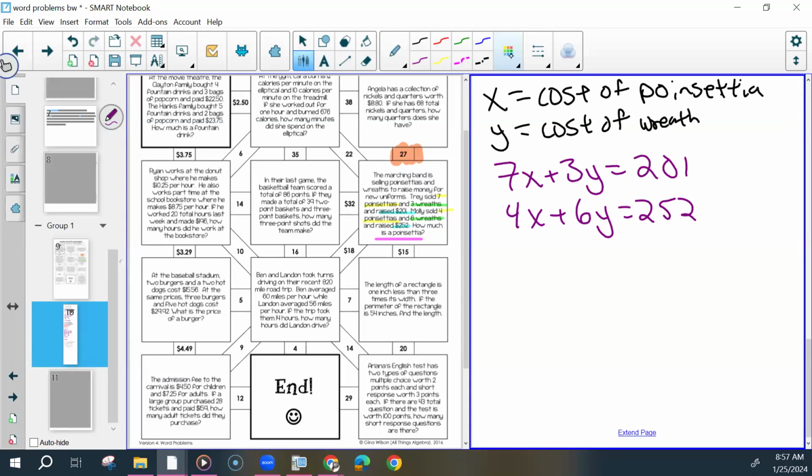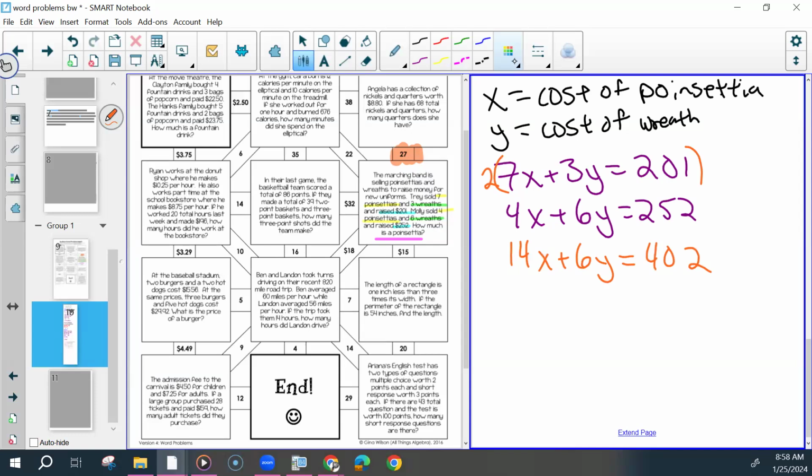Okay, so we could just multiply the first one by 2 to make the y's the same. You could also change them both, multiply them both. You have options, it doesn't matter. So this new one would be 14x plus 6y equals 402.